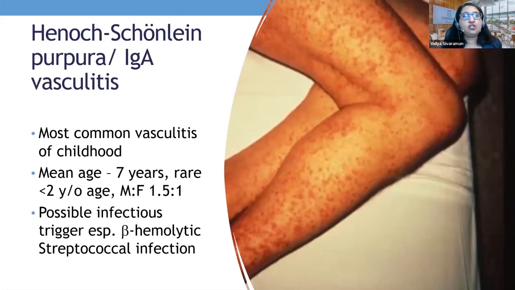So this picture just shows you the Henoch-Schönlein purpura, which I said was the most common. The new name for that is IgA vasculitis. And the only reason I mentioned this is because it's the most common vasculitis in childhood. This is usually younger children. Often there's an infectious trigger, like even a strep infection. So something as common as a strep infection can lead to this.